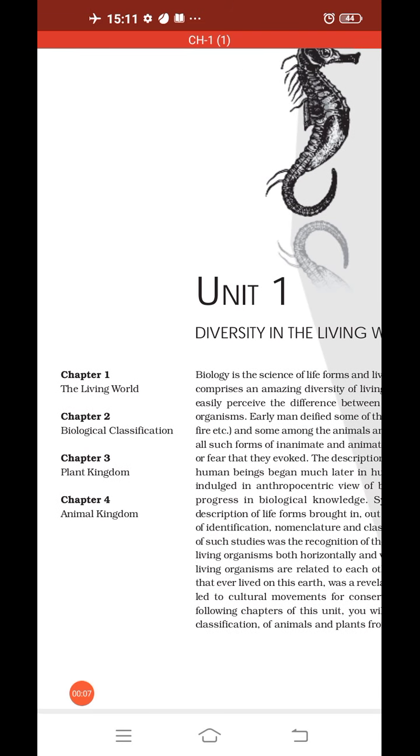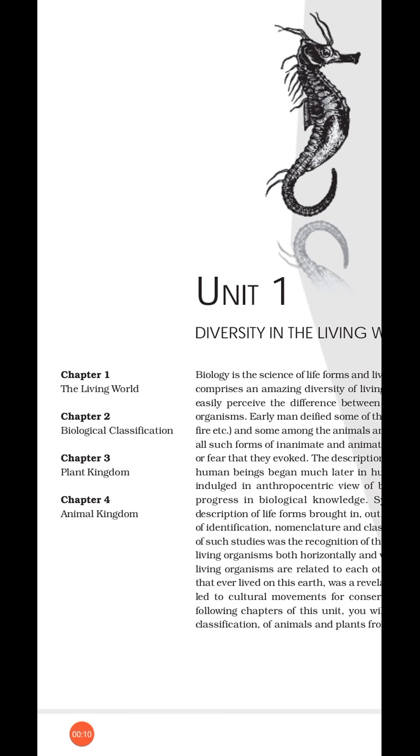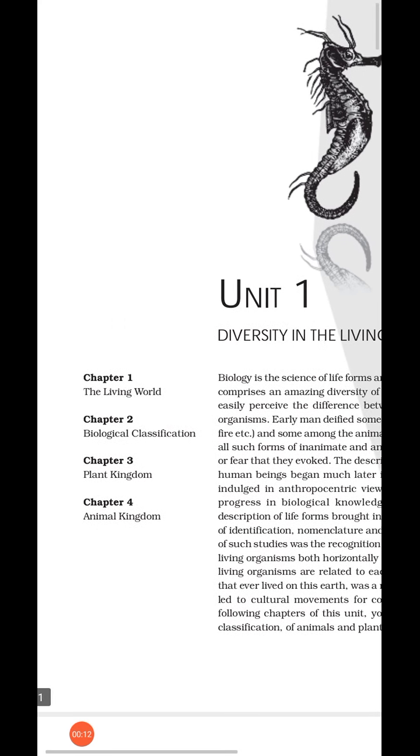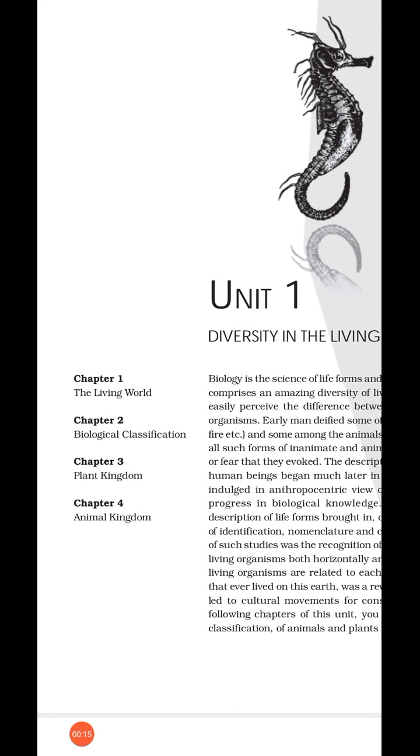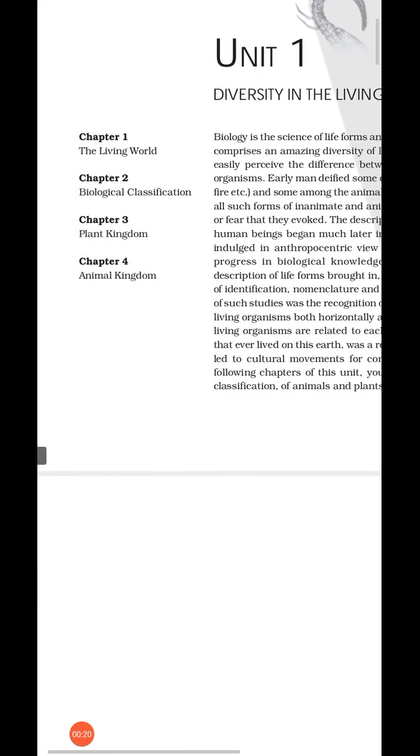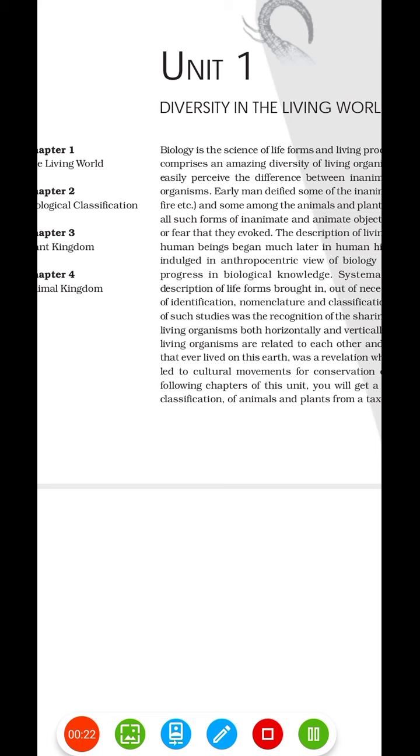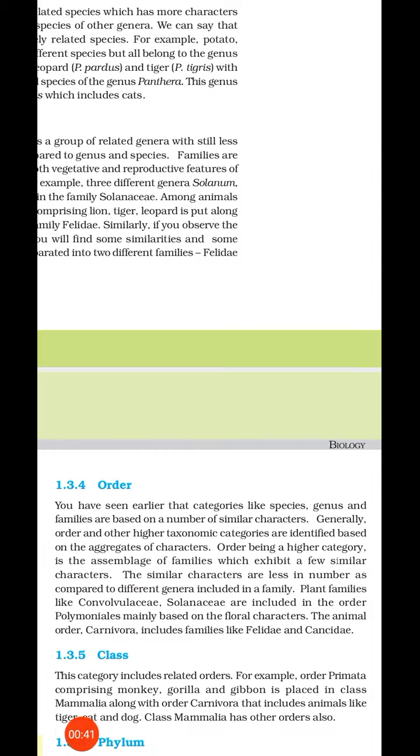In the previous video we were studying about the diversity in the living world, the first unit. In that we were studying the living world, isn't it? We have studied about the hierarchy of classification, various categories in the hierarchy of classification, and in that we have discussed in detail about species, genus and family. Let's continue with the classification in this video also.